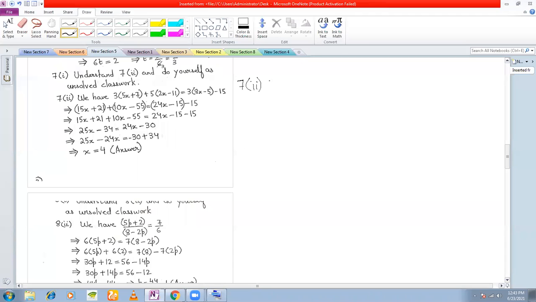The equation given here is 3 times (5x plus 7) plus 5 times (2x minus 11) is equal to 3 times (8x minus 5) minus 15. To solve for x here.